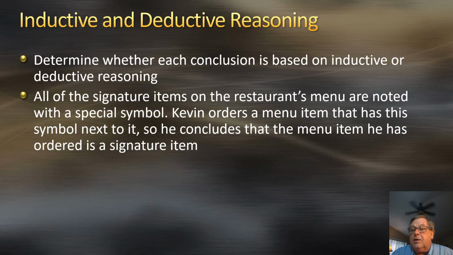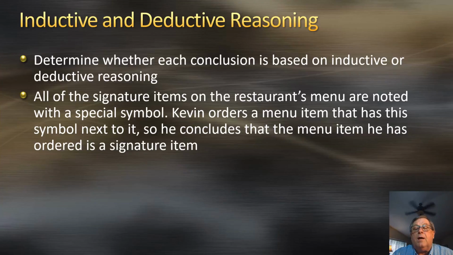And here we're going to look at a couple of examples and determine whether inductive reasoning has been used or deductive reasoning has been used. So we're asked to determine whether each conclusion is based on inductive or deductive reasoning. Our first one says all of the signature items on the restaurant's menu are noted with a special symbol. Kevin orders a menu item that has this special symbol next to it, so he concludes that the menu item he has ordered is a signature item. So is this inductive or deductive?